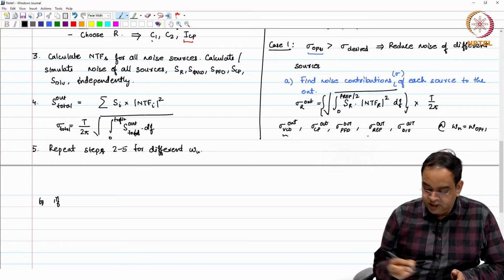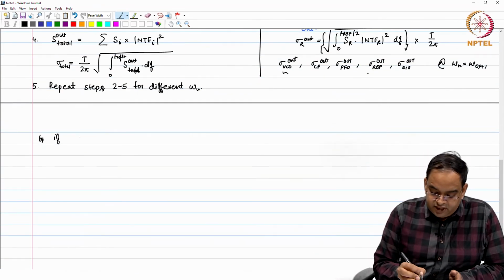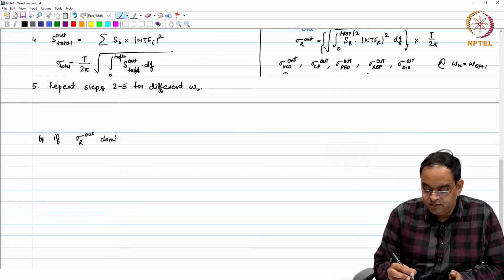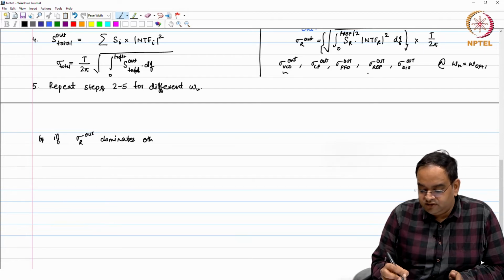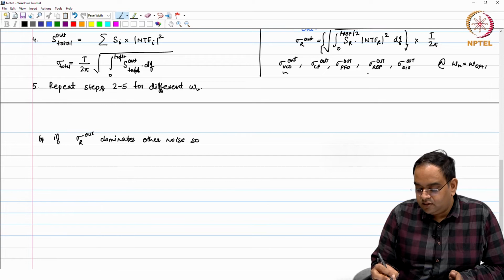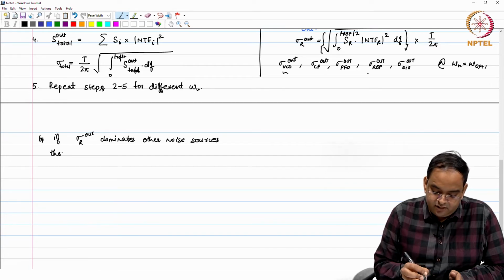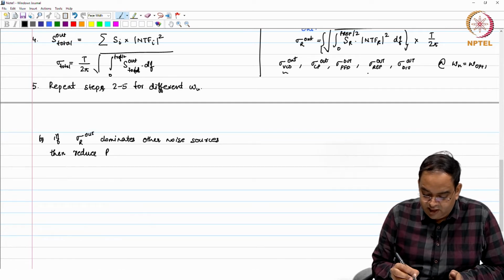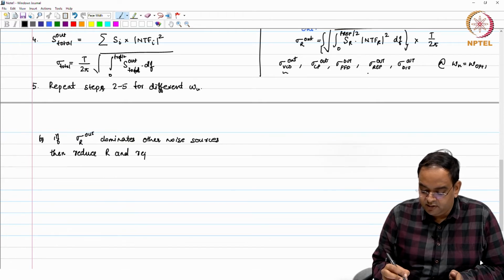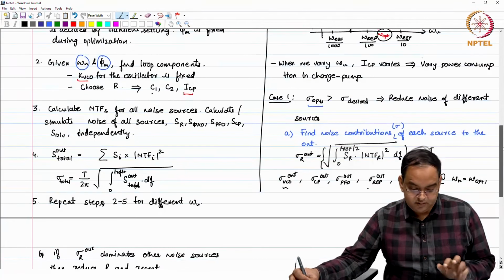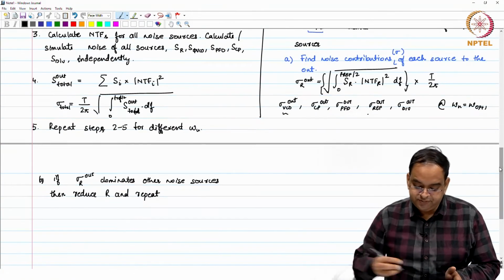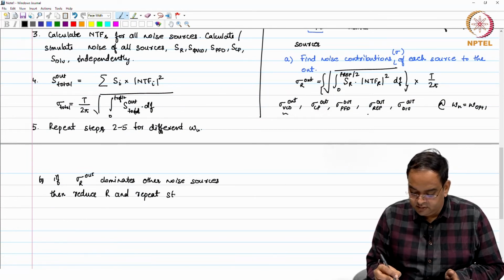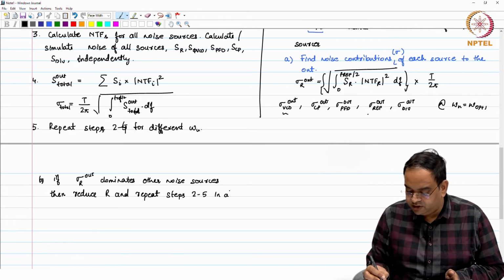Once we find that, we should look for these. If sigma R at the output dominates other noise sources, then reduce R and redo steps 2 to 5, that is, reduce R and repeat steps 2 to 5 in the procedure. Here it was 2 to 4, by the way, 2 to 5 in our procedure.